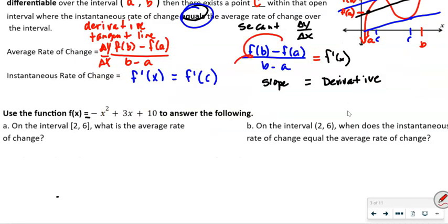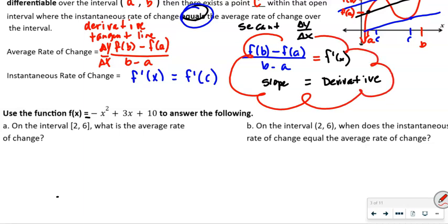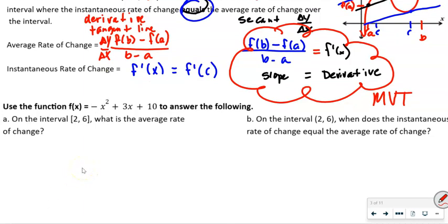So this right here is the mean value theorem, okay? That's exactly what it is. Take the slope of the function and set it equal to the derivative of the function. Solve for x, okay? All right, that's what we're about to do down here. So we're going to plug the 2 in for the x, and we're going to plug the 6 in for the x.